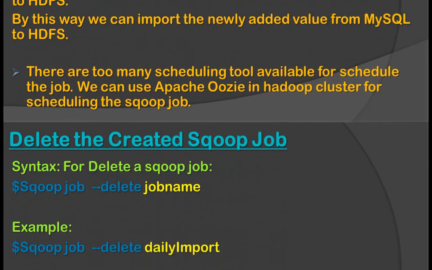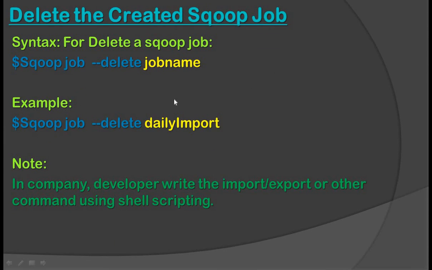So now let's see the next thing. As we have created a new job and executed that job, now we are going to delete that created job. For deleting that created job, we need to write sqoop job --delete and the job name. This is the example: we have created a new job, daily import. Now we are going to delete that job.